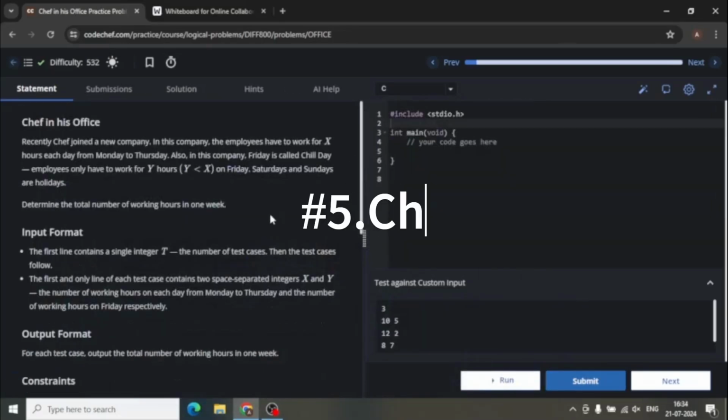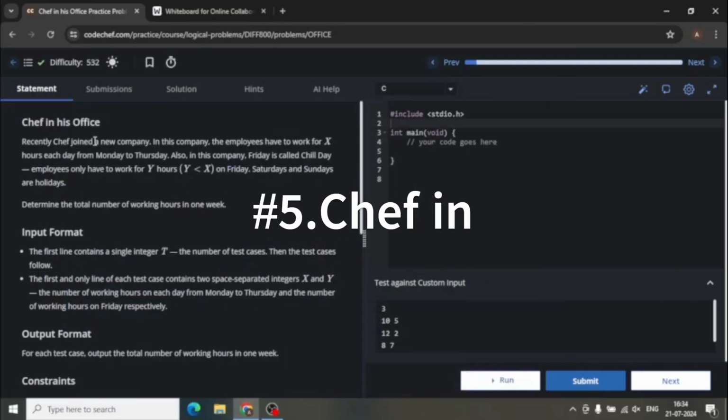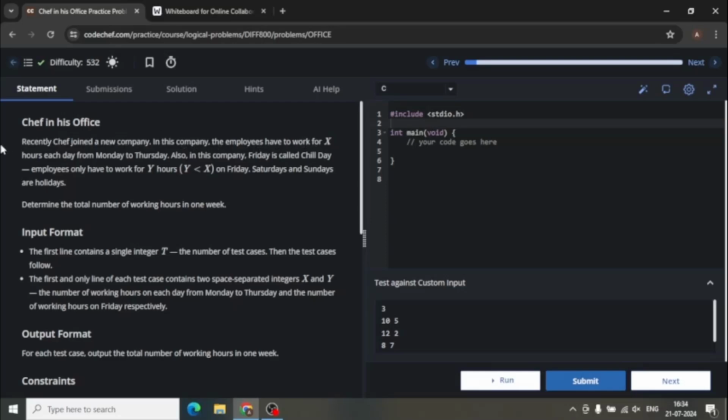Chef in his office. Recently Chef joined a new company. In this company, the employees have to work for X hours each day from Monday to Thursday. Also, in this company, Friday is called chill day, where employees only have to work for Y hours on Friday. Saturdays and Sundays are holidays. Determine the total number of working hours in 1 week.